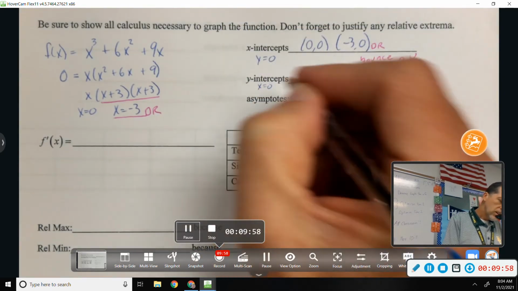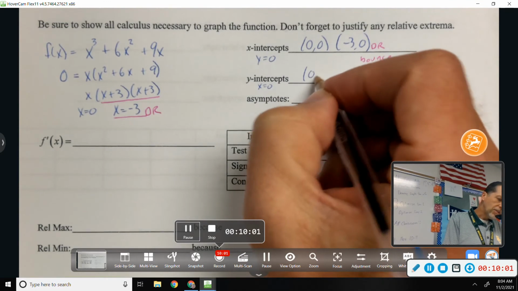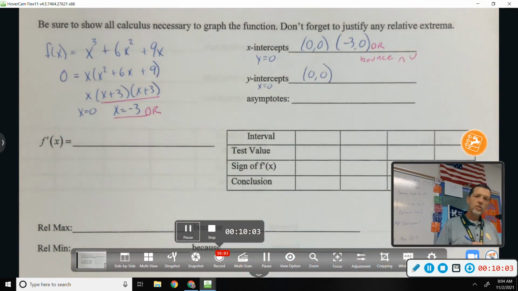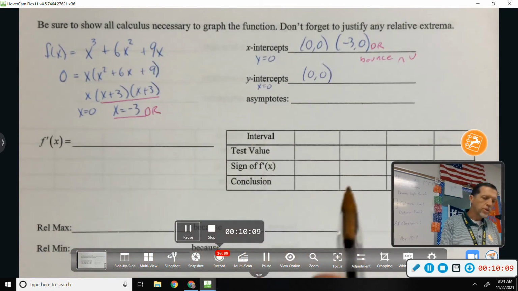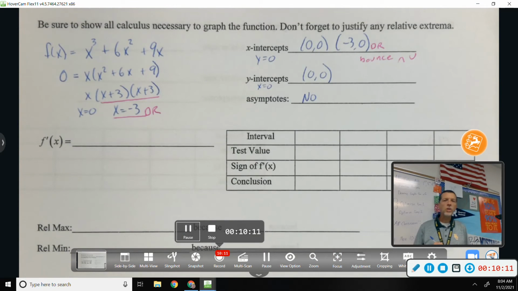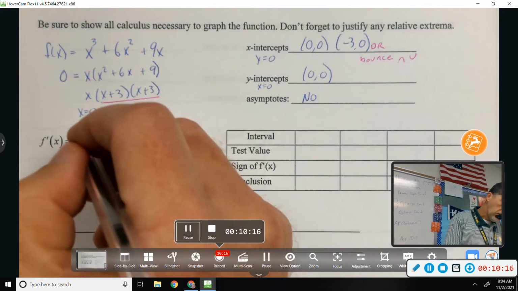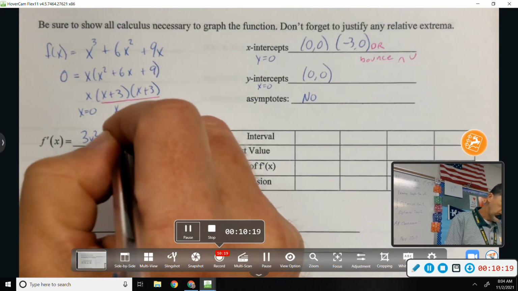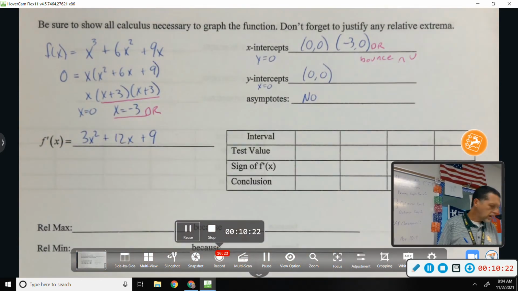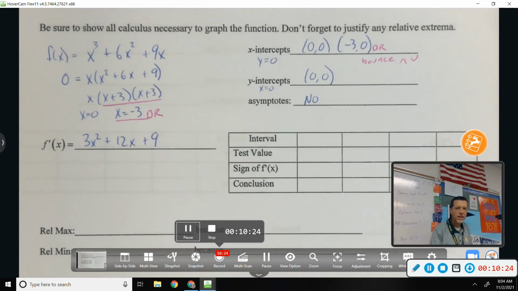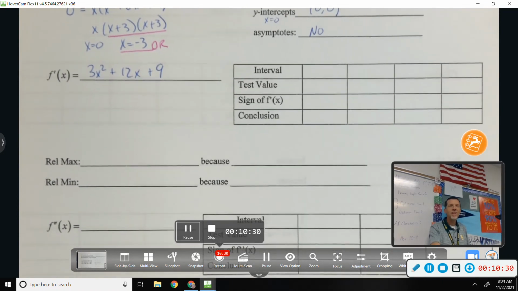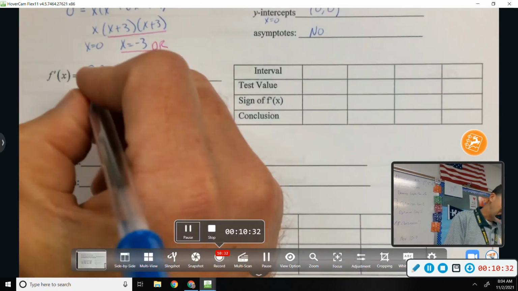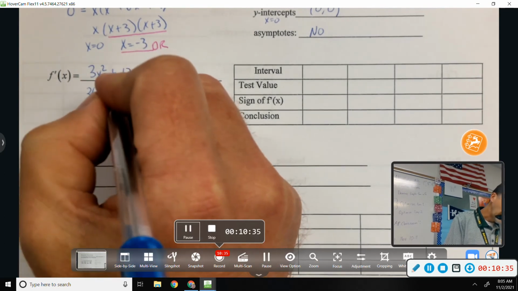Y-intercept, we set x equal to 0. That's an easy one. Asymptotes. Well, this is a polynomial. Polynomials don't have asymptotes. So, no on that. f prime: 3x squared plus 12x plus 9. This is where some people might opt for the quadratic formula. I don't know why they would do that, though. It would be much easier to factor out 3.